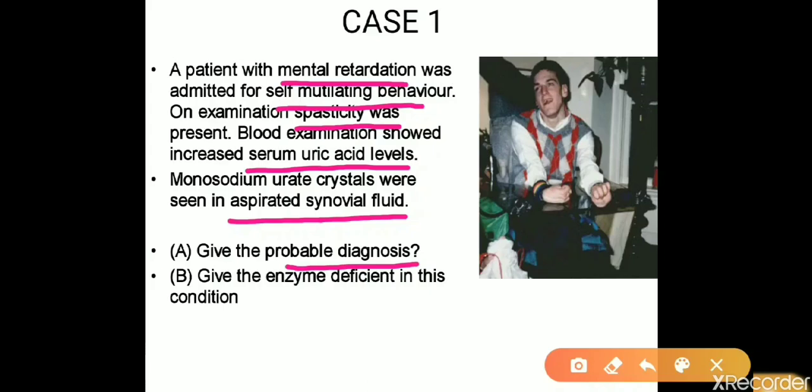So what is the biochemical defect? Here the biochemical defect is complete deficiency of HGPRTase enzyme, that is hypoxanthine guanine phosphoribosyl transferase enzyme, and that is the major enzyme in the purine salvage pathway. So that's all regarding purine salvage pathway and Lesch-Nyhan syndrome.